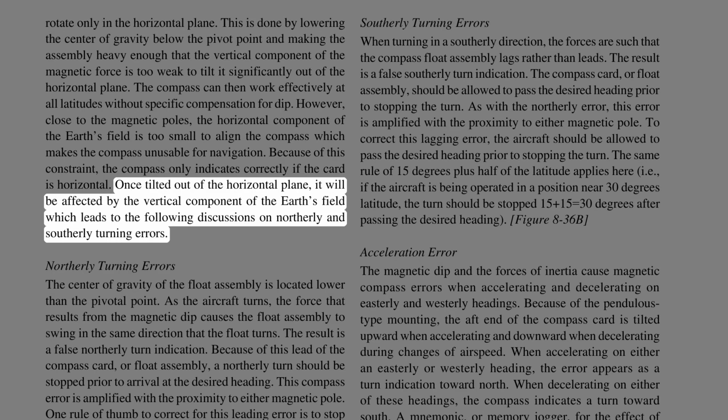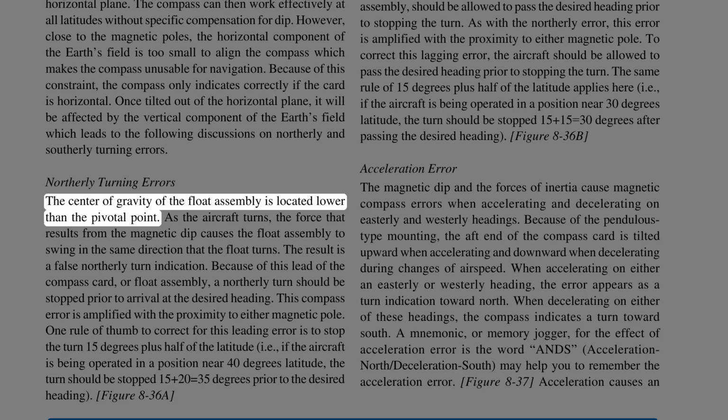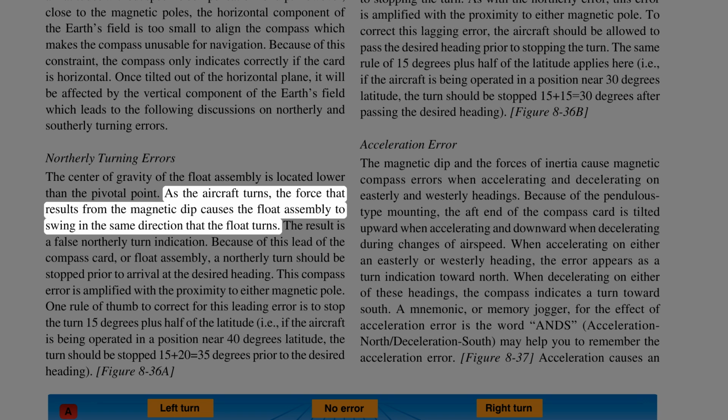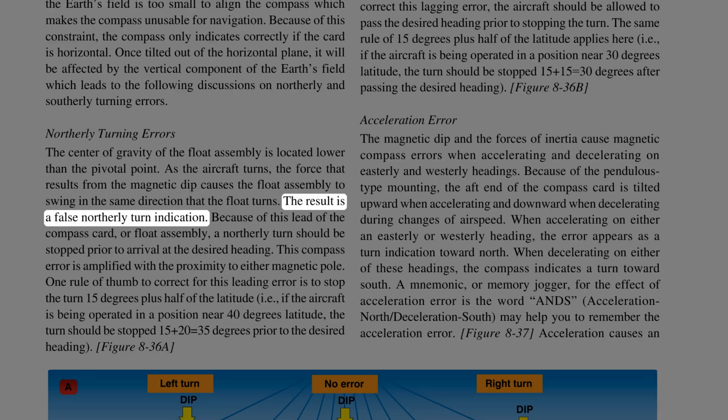Once tilted out of the horizontal plane, it will be affected by the vertical component of the Earth's field, which leads to the following discussions on northerly and southerly turning errors. Northerly turning errors. The center of gravity of the float assembly is located lower than the pivotal point. As the aircraft turns, the force that results from the magnetic dip causes the float assembly to swing in the same direction that the float turns. The result is a false northerly turn indication.